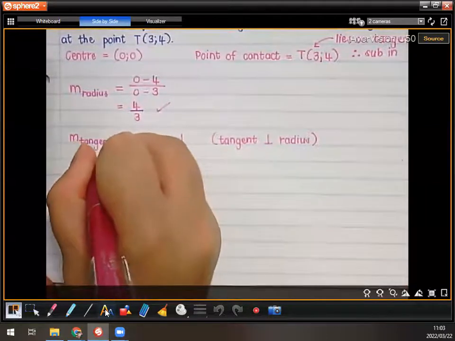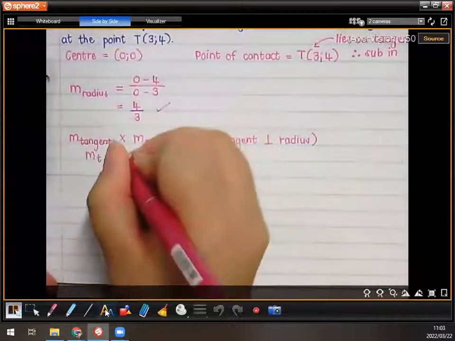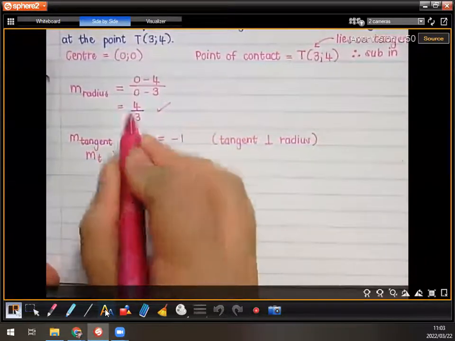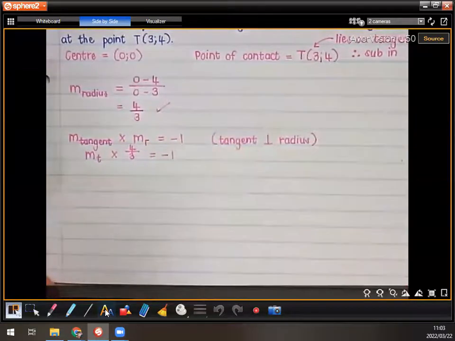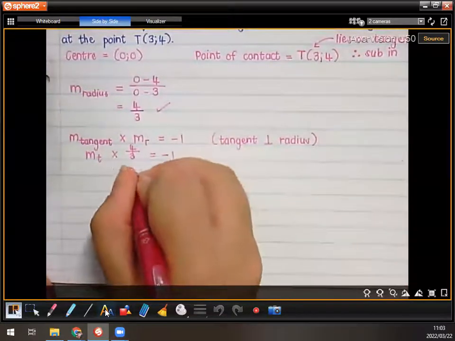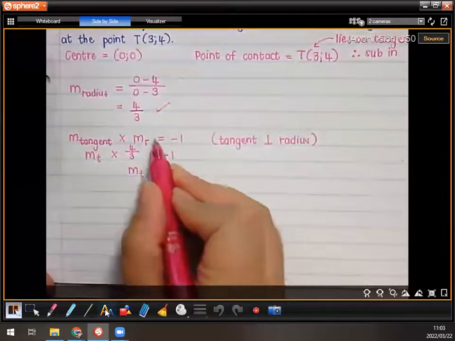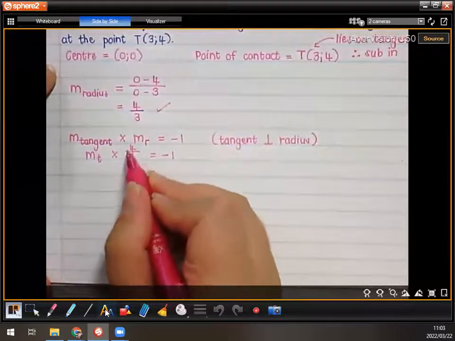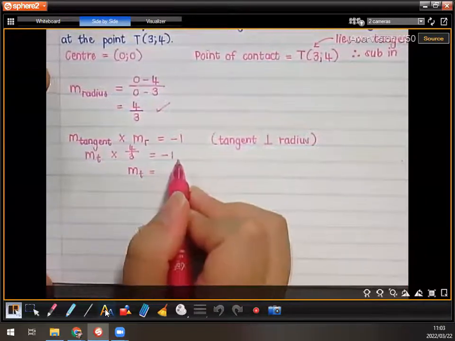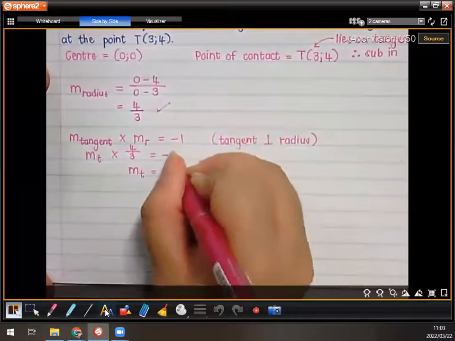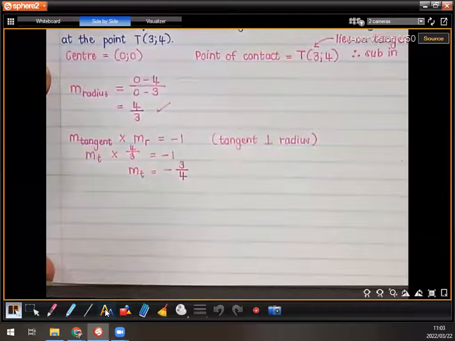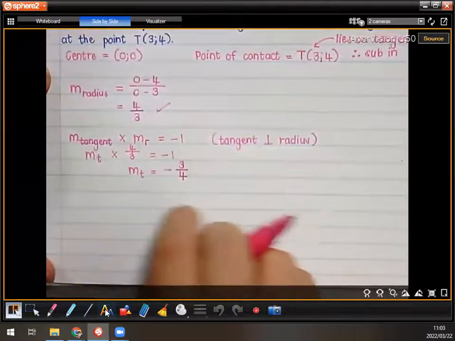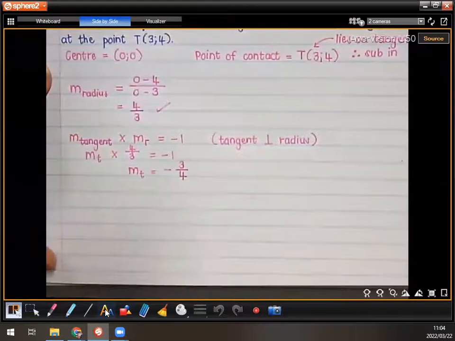Okay, so the gradient of, I'm just going to use a t now, times the gradient of the radius that we calculated, which was 4 over 3, so we can now put that in, equal to -1. So the gradient of the tangent, now you're going to say -1 divided by 4 over 3, right? When I move it across, I have to divide by it. So that's going to give you -3 over 4. You can just type that into the calculator, right? -1 divided by 4 over 3 is -3 over 4. This is now the gradient that we're going to work with. This is the gradient of the tangent.